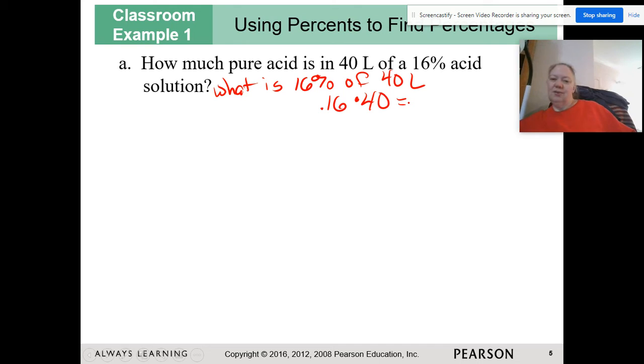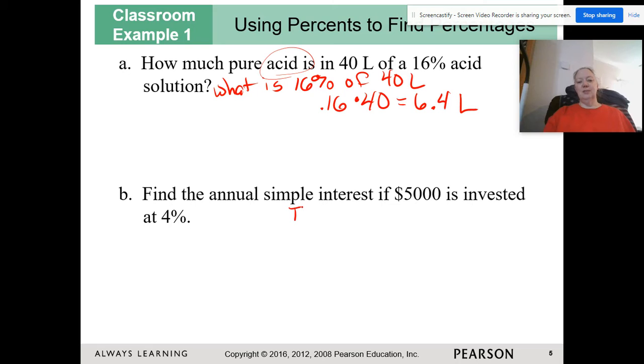and I'm going to grab a calculator, we have 0.16. Remember to write the percent as a decimal. Times 40 is 6.4. And so this would be the amount of acid, 100% acid, in the acid solution.